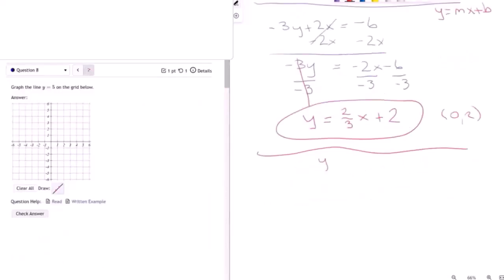Y equals 5. That's the same as saying y equals 0x plus 5, because there's no x. If I multiply x by 0, it really is just disappeared, isn't it? I know now I have a slope of 0, and I have a y-intercept of 5. And I'm not going up any, right? Because if m equals 0, then that equals 0 over any x value.